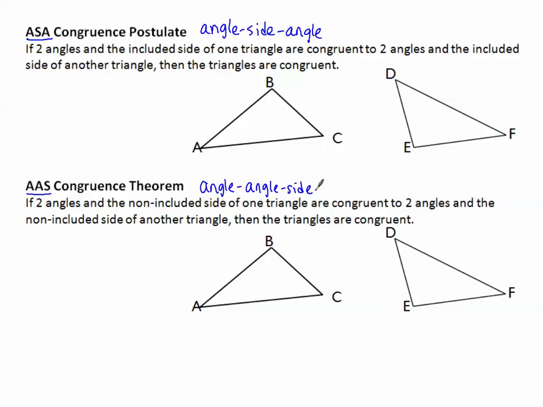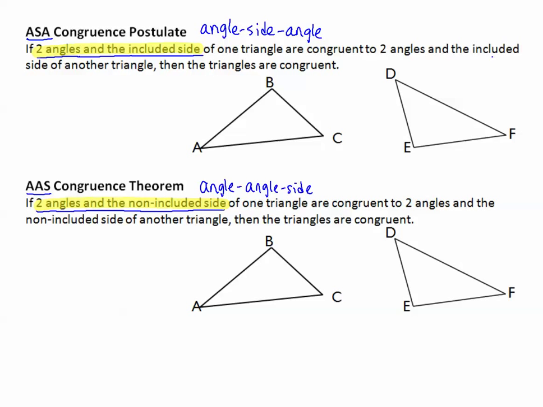Here's how it's described. If two angles and the included side of one triangle are congruent to two angles and the included side of another triangle, then the triangles are congruent. Versus angle angle side says if two angles and the non-included side of a triangle are congruent to two angles and the non-included side of another triangle, then the triangles are congruent. So how does that look differently? Two angles and the included side versus two angles and the non-included side.